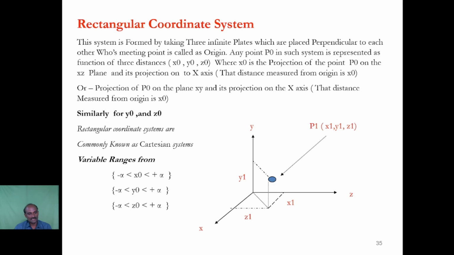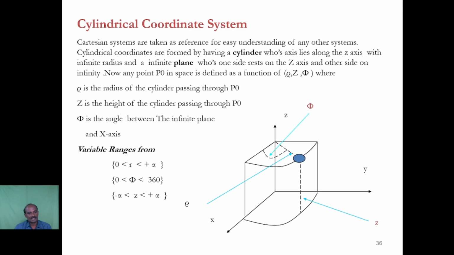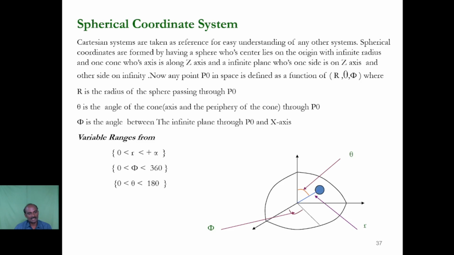In the rectangular coordinate system, x, y and z all vary from minus infinity to plus infinity. In cylindrical, r varies from 0 to infinity, phi varies from 0 to 360 degrees, that is 0 to 2 pi, and z varies from minus infinity to plus infinity. In spherical, r varies from 0 to infinity, phi, as previously mentioned, is from 0 to 360, and theta varies from 0 to 180, that is 0 to pi.